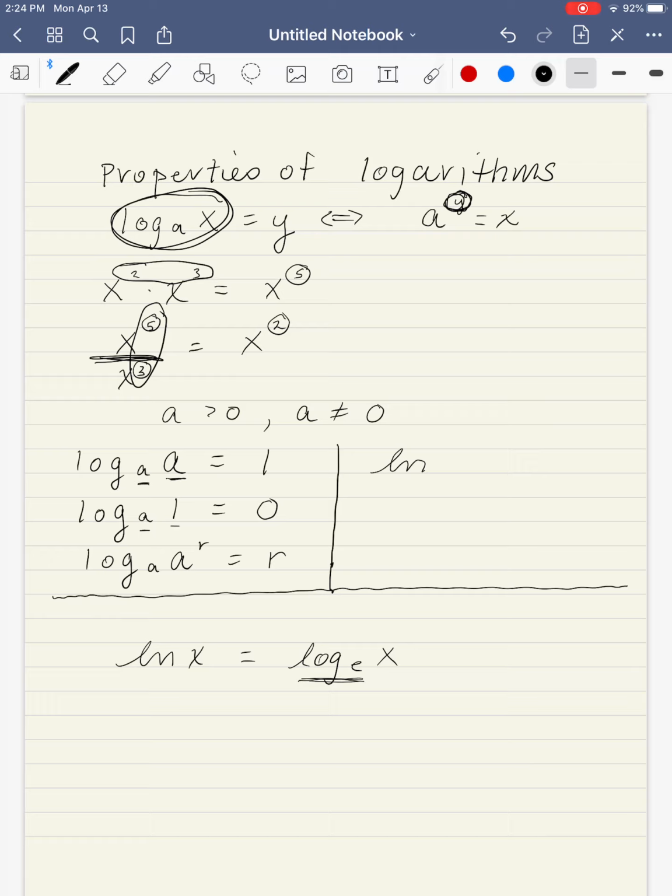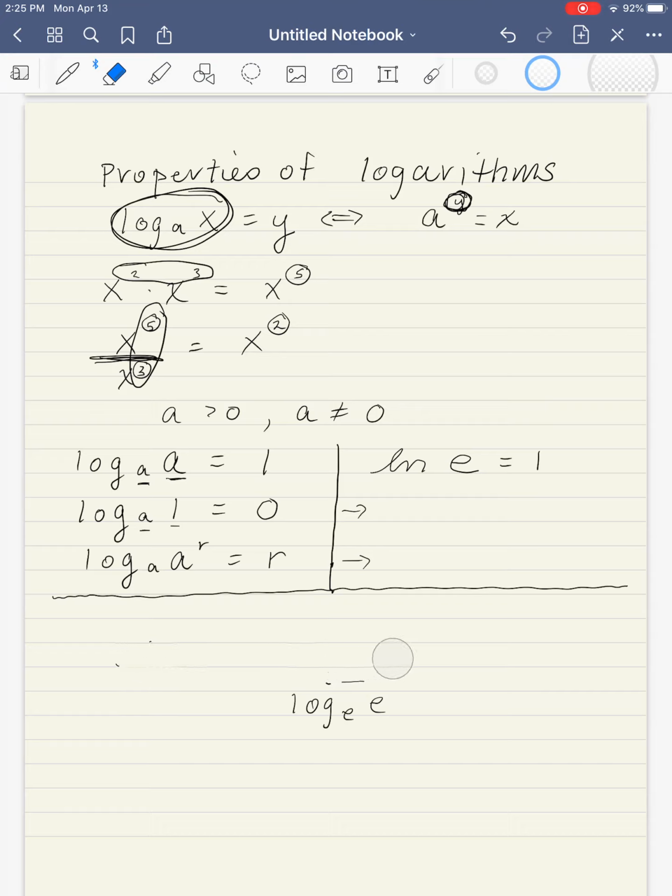So if we're looking at the logarithm base e of e, we'll know that that is 1, because e to what power? E to the first power equals e. So I'd like you to rewrite these other two statements using the natural logarithm. In other words, using base e. So see if you can write the statements here and here in terms of a natural logarithm. Pause the video and then turn it back on when you're done.